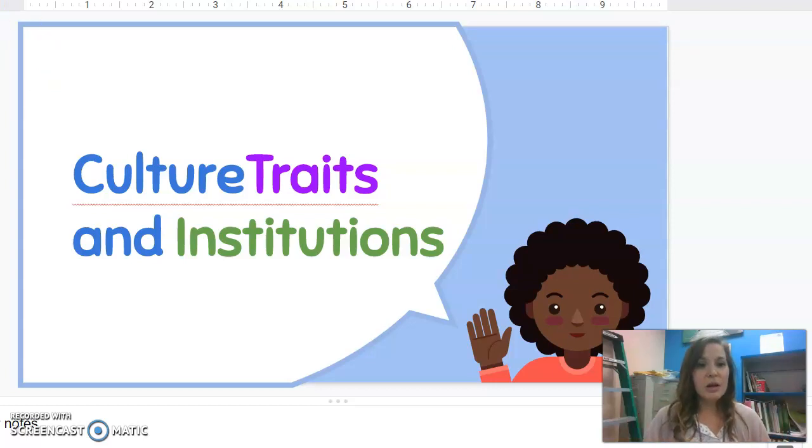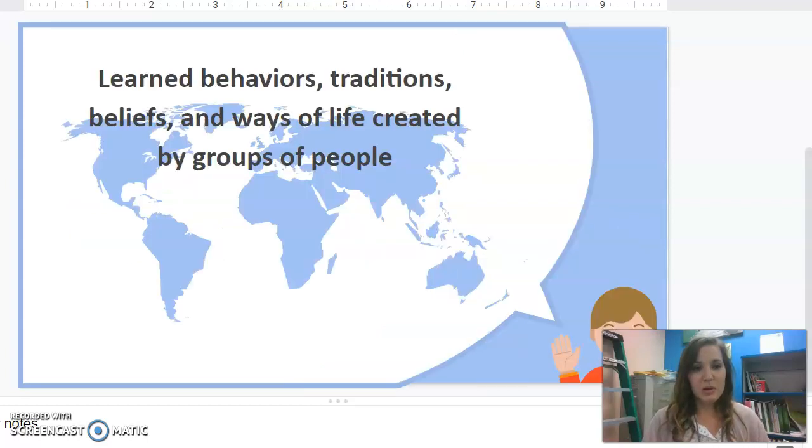Okay, so culture is learned behaviors, traditions, beliefs, and way of life created by groups of people. So there are many traits to culture. You can go to any country and you're going to see these different types of culture traits.